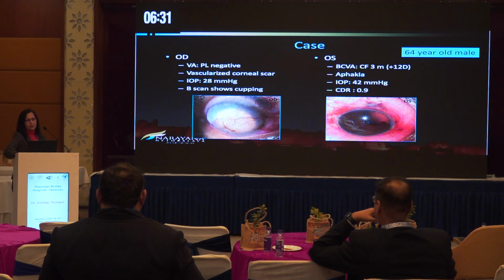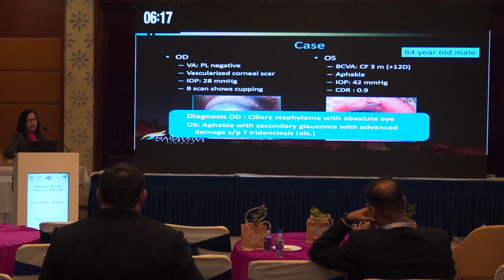This is one of the examples. If you look at this, one eye is PL negative and the other eye, the only eye of the patient, was already aphakic. Some iridencleisis old procedure was done. The pressure was 42, with advanced cupping and very poor vision. But that was the only seeing eye.